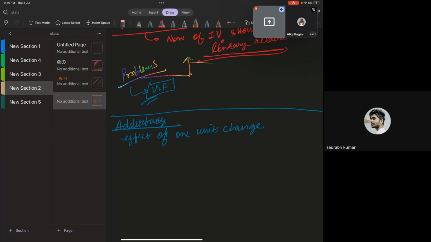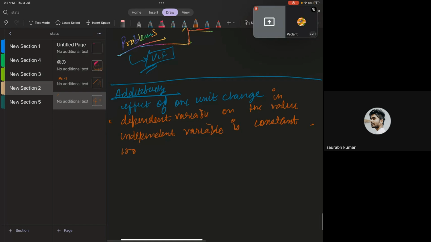Effect of one unit change in a dependent variable on the value of independent variable is what? Is constant, irrespective of the value of other independent variables.